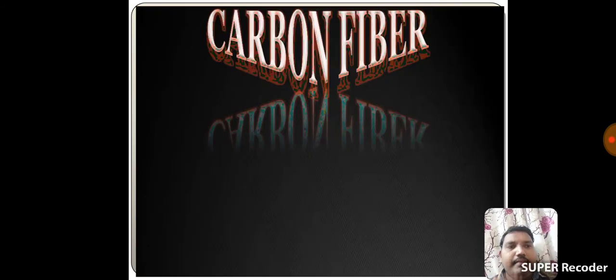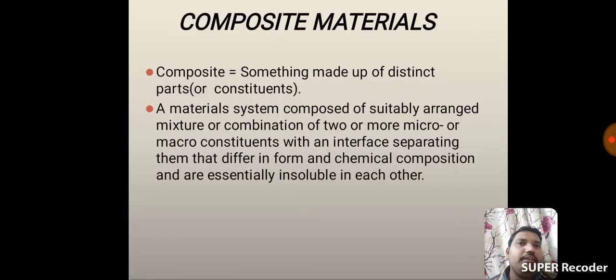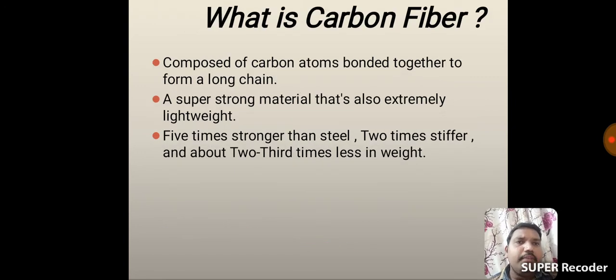Next, the second one, carbon fibers. Carbon fibers means composite materials. Composite means something made up of distinct parts or constituents: a material system composed of a suitably arranged mixture or combination of two or more micro or macro constituents with an interface separating them, that differ in form and chemical composition and are essentially insoluble in each other. What is carbon fiber?